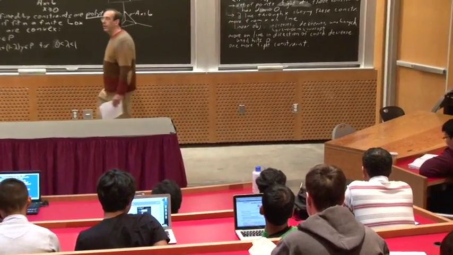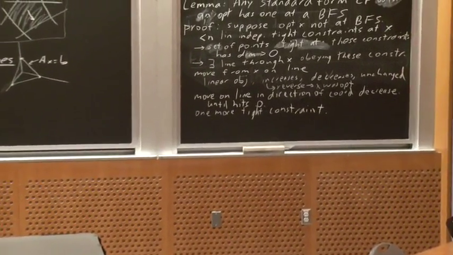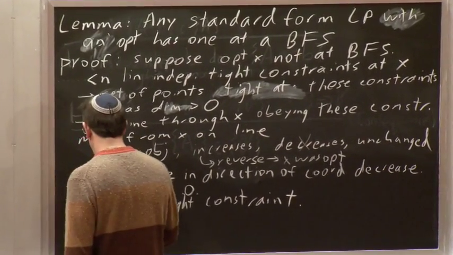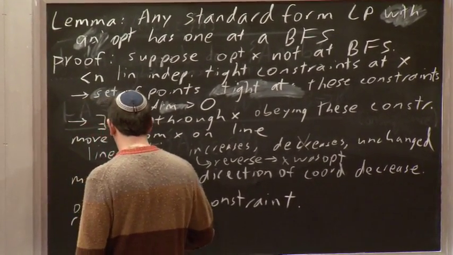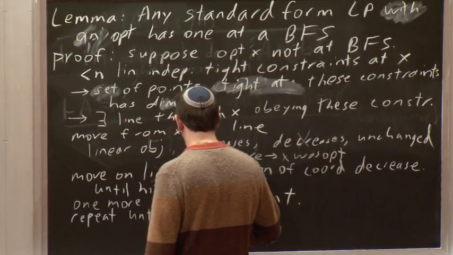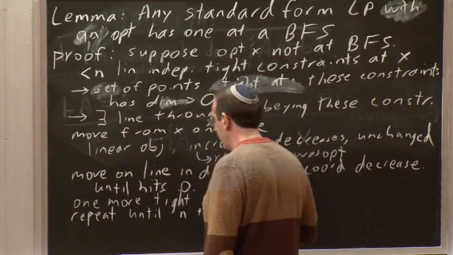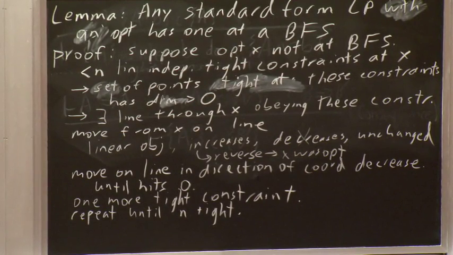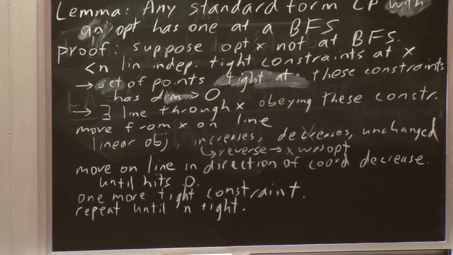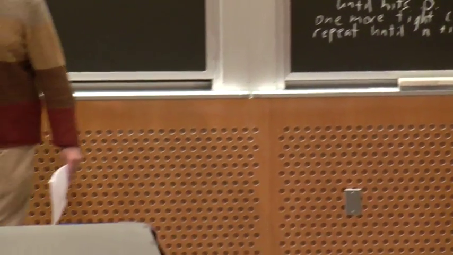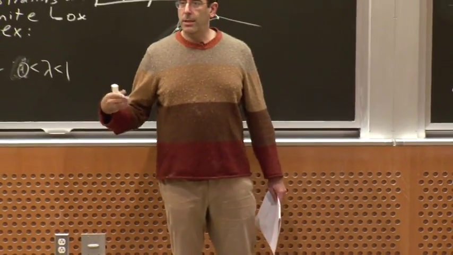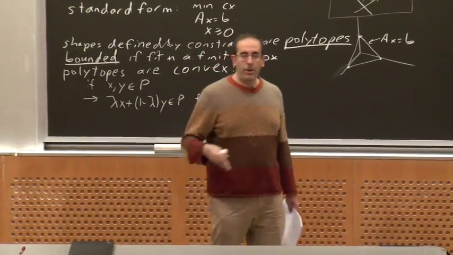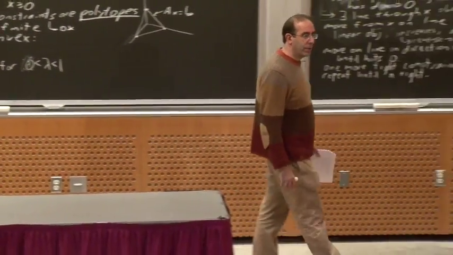What should I do now? Use induction, or just repeat. So I'm just going to repeat this process until I have n tight constraints. And notice that throughout this process, I did not change the value of the objective. So I will finish with a point that does have n tight constraints and has exactly the same value as I had before. So I have found my optimum at a basic feasible solution.